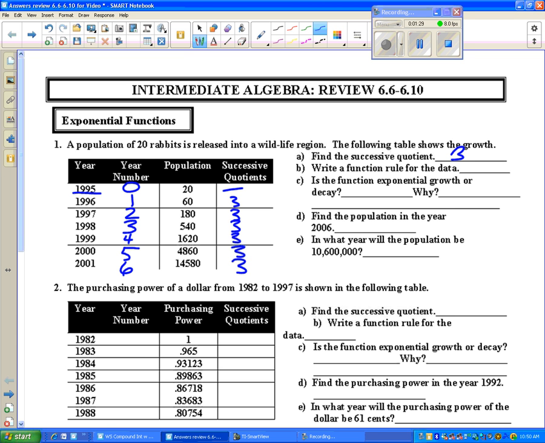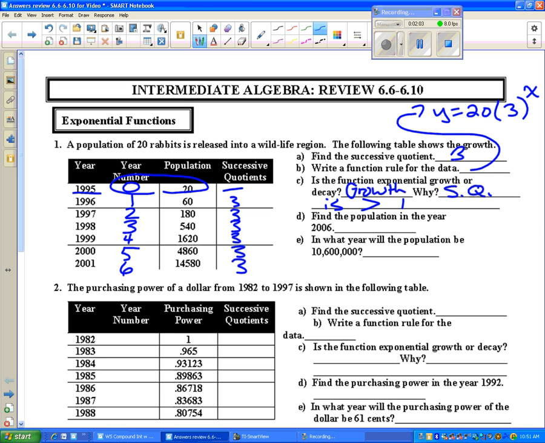Write a function rule for the data. So I'm going to do this up here. Y is equal to, my starting point A is 20, because that is Y when X is 0, times B. My B is the successive quotient, the common multiplier, 3 to the X power. Is the function exponential growth or decay? It is growth. How do I know? Because the successive quotient is greater than 1.